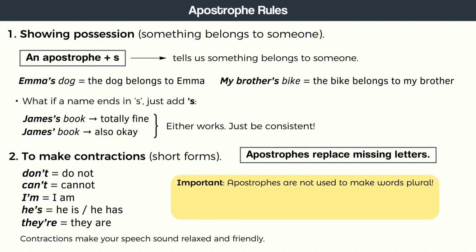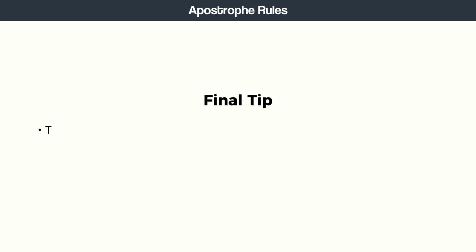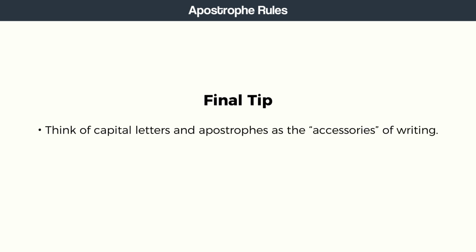Important. Apostrophes are not used to make words plural. Apple's for more than one apple, incorrect. Correct, apples. Final tip. Think of capital letters and apostrophes as the accessories of writing. They're small, but they make everything look right and clear.